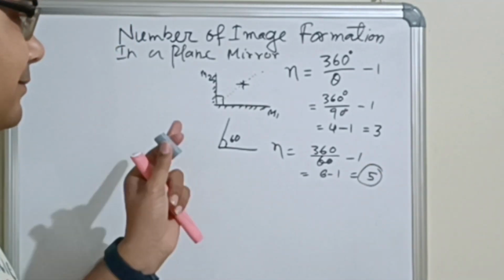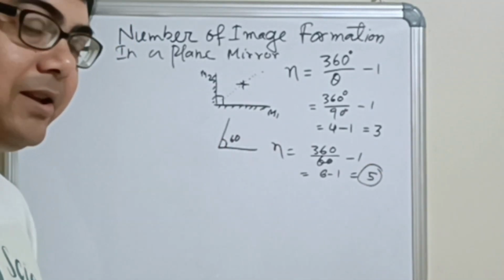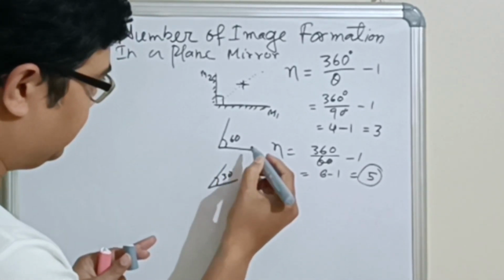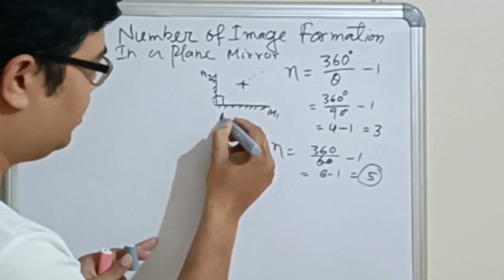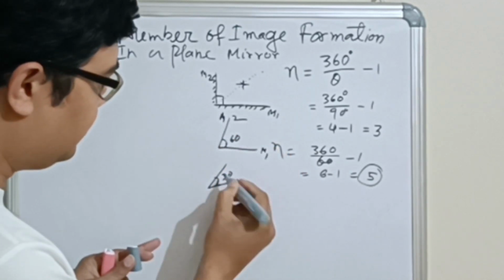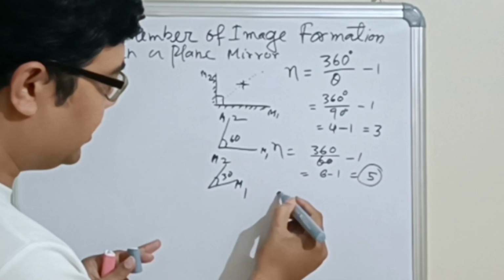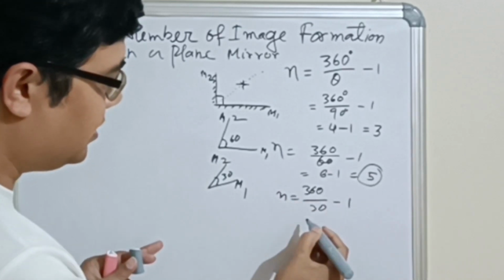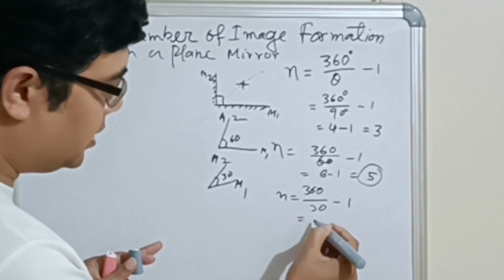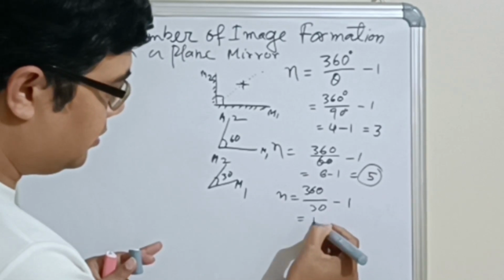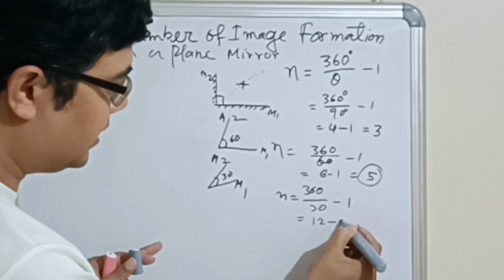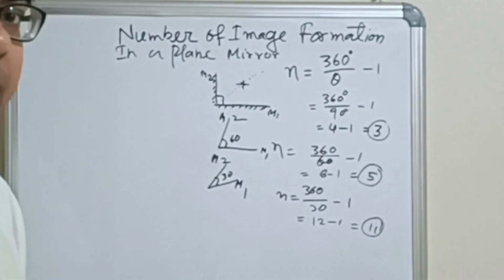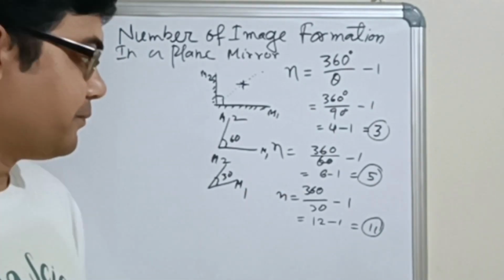If it is, let's say, 30 degree, M1, M2. So n is equal to 360 divided by 30 minus 1. It is equal to 12 minus 1 is equal to 11. So the number of images formed would be 11.